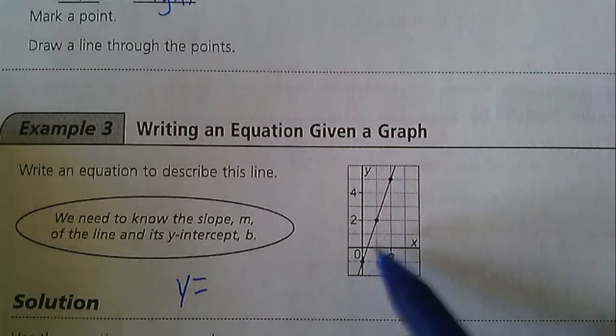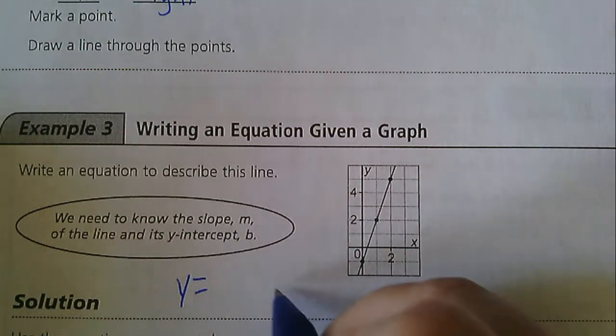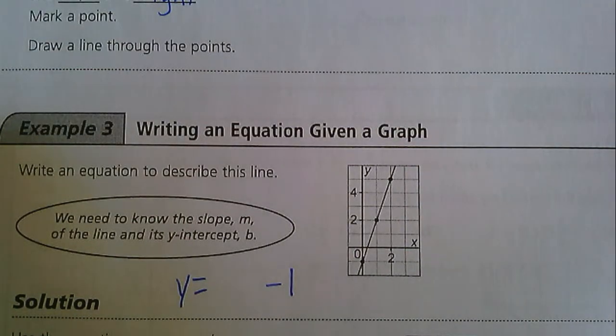okay? So let's see, where does the line cross the vertical axis? It crosses at -1. So -1 is going to be the second part of my equation. That's my y-intercept, or my b value. And then from there, I can find my slope of the line.